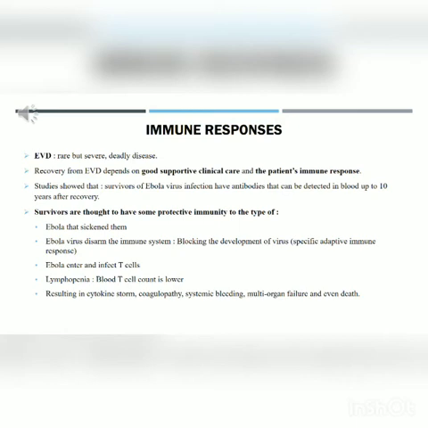Major innate immunity mechanisms against Ebola are associated with the production of interferons that can block development of viral protein, activation of host natural killer cells, leading to immune function response, and preventing cytokine storm, coagulopathy, systemic bleeding, multi-organ failure, and even death.